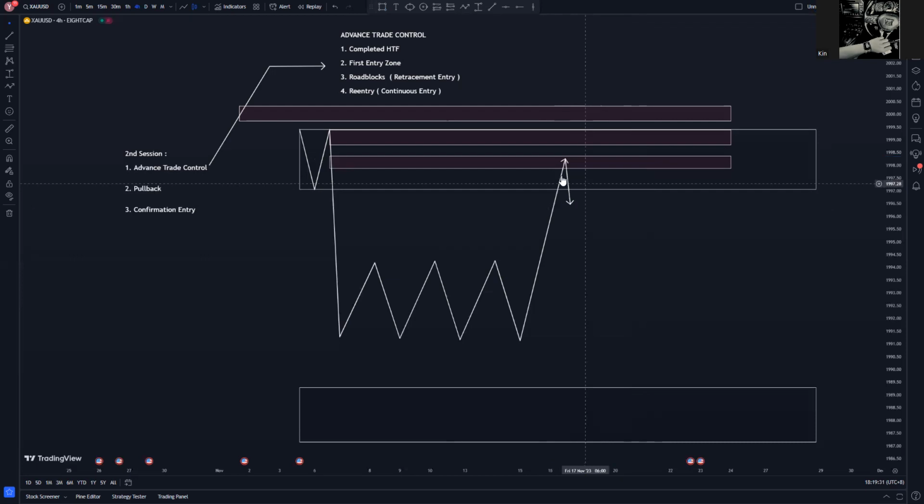Get it? If you enter on the first entry zone after CE and then price doesn't create TC, then we'll exit the trade. All right. So about exiting the trade, that's why we are learning roadblock right now.